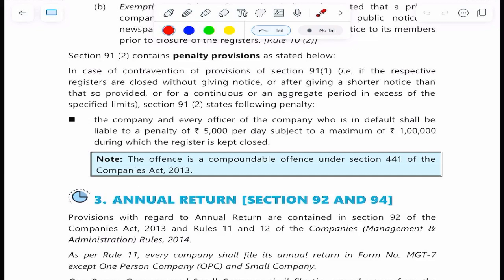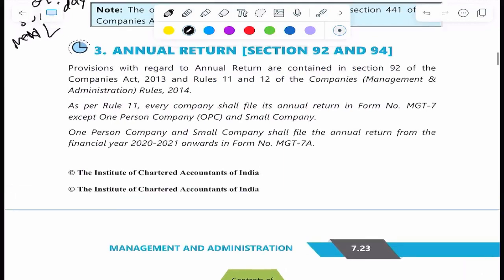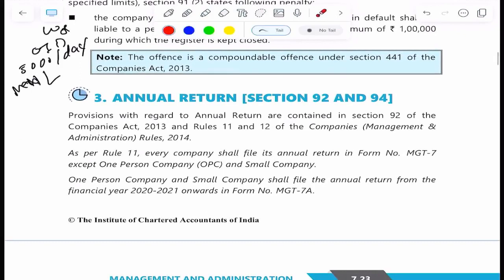Section 91 contains penalty provisions as stated below. In case of contravention of provisions of Section 91(1), that is, if the respective registers are closed without giving notice or after giving a shorter notice than so provided, or for a continuous or an aggregate period in excess of the specified limits, Section 91(2) states the following penalty. The company and every officer of the company who is in default shall be liable to a penalty of rupees 5,000 per day, subject to a maximum of rupees 1 lakh, during which the register is kept closed. Note: the offense is a compoundable offense under Section 441 of the Companies Act 2013.